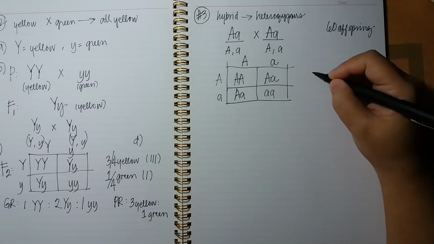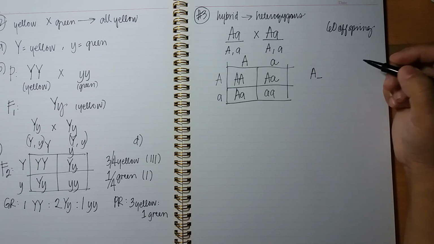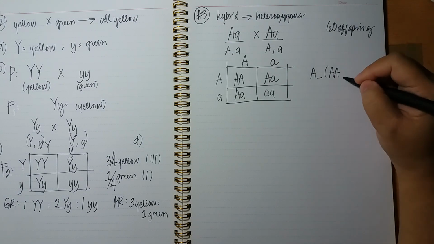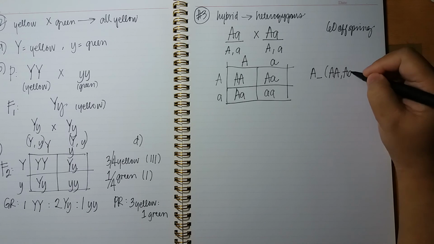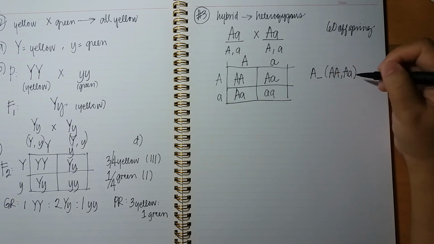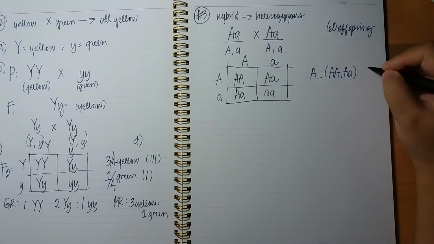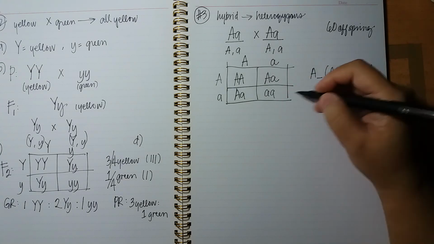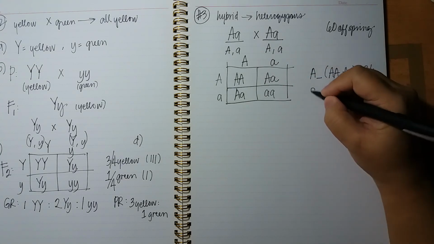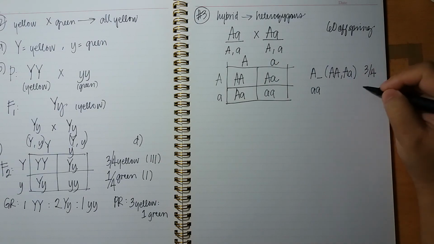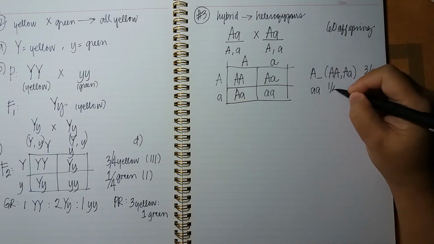Genotypes kasi ito. Okay? So, A blank, meaning, pwedeng si homozygous for big A, at heterozygous for A, okay? Ilan sila? 1, 2, 3. Right? So, 3 out of 4. 3/4, okay? With respect to the total. And then, recessive trait ay i-exhibit lang ni homozygous recessive. Okay? And that would be only 1/4.